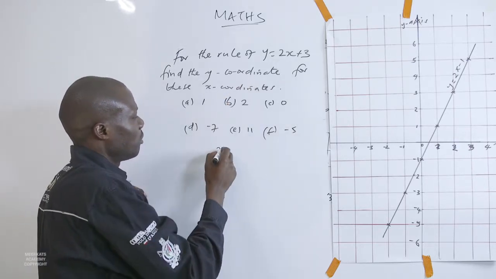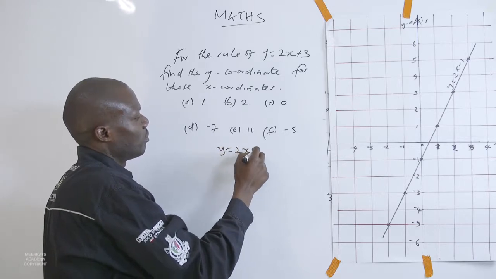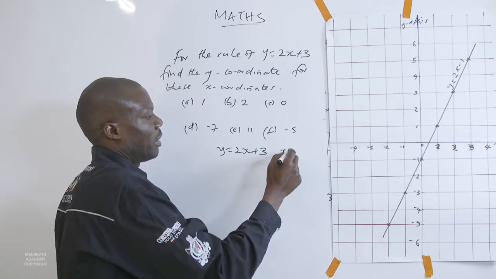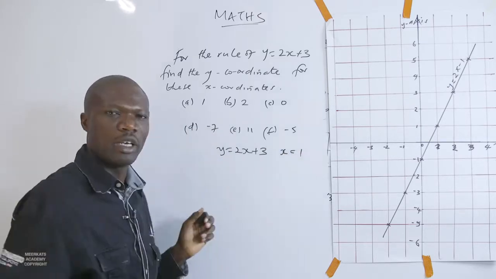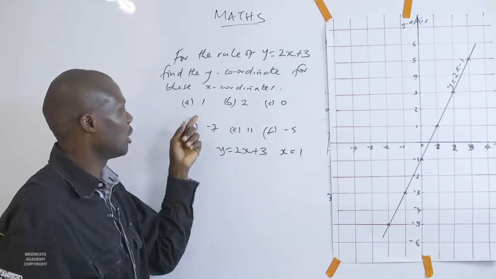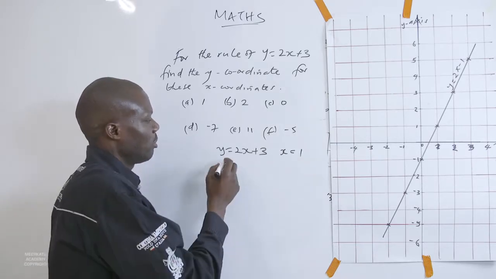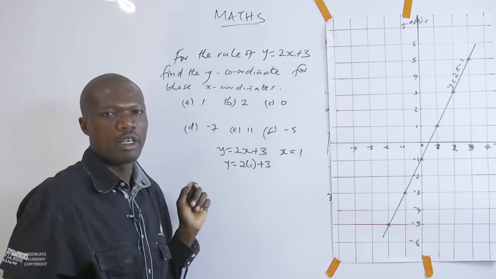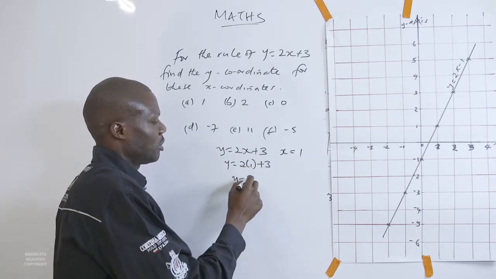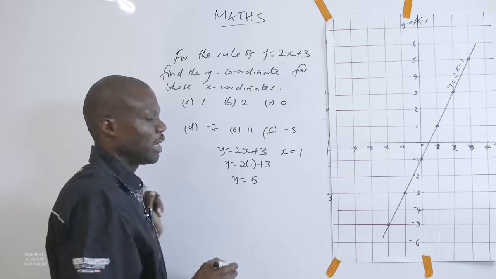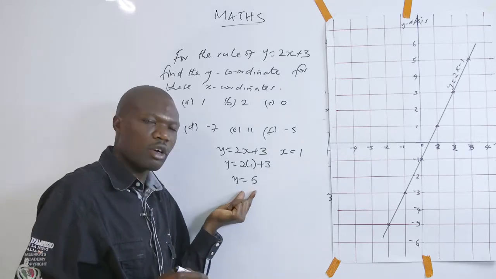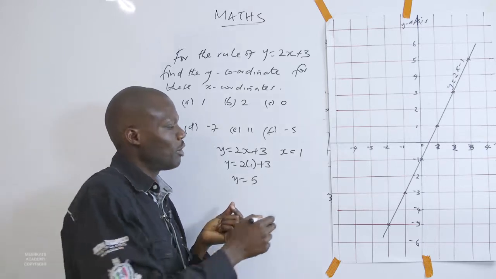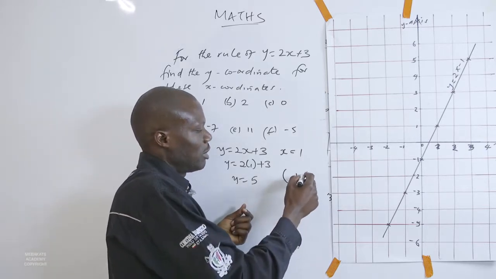From the rule, x is 1 for the first coordinate. To get the y coordinate here, it will be y is equals to 2 into 1 plus 3, which implies that y is equals to 5. So the y coordinate here is 5. The x coordinate is 1. Therefore, what we require here is 1, 5.